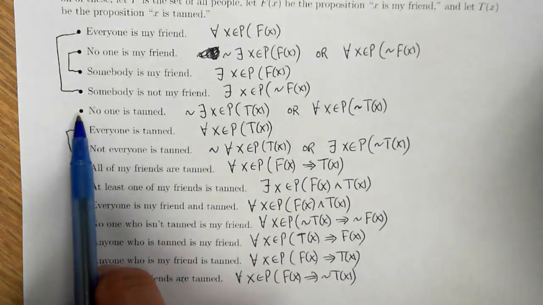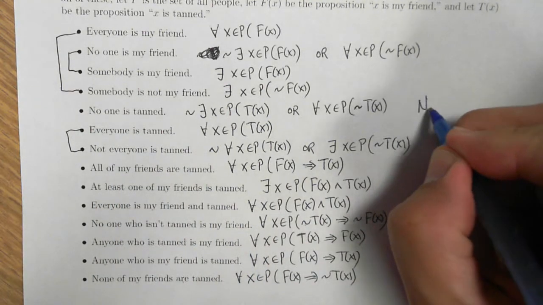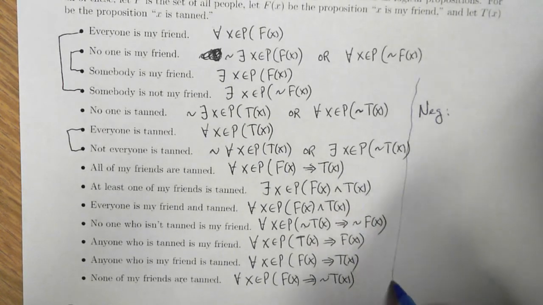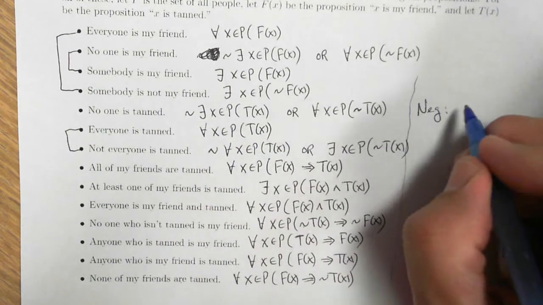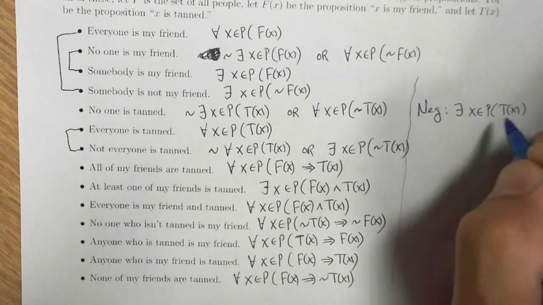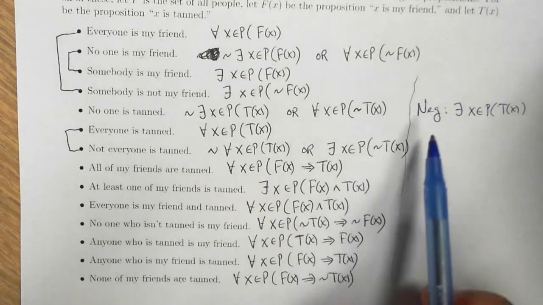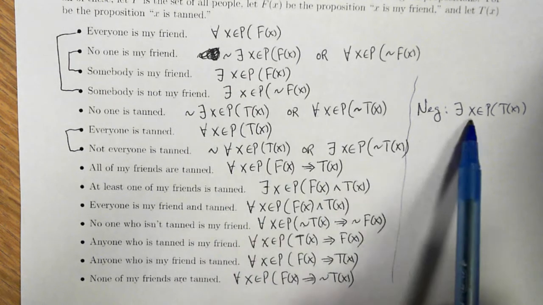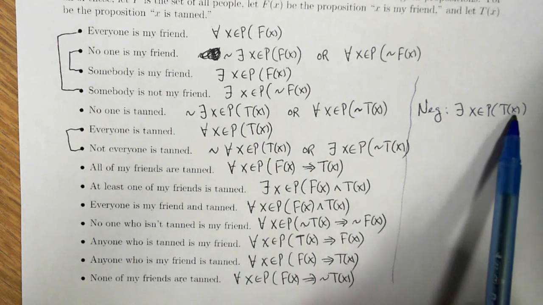The only one here, this one, however, doesn't have a negation that's previously written, so I'll write the negations over here on the side. The negation of this would be, if I use this one, there exists an x in P such that t of x. In English, there exists somebody. Somebody is tanned. If I took the negation of this, clearly that not symbol goes away, and I would just simply get everything after the not symbol, so it would be the same thing.